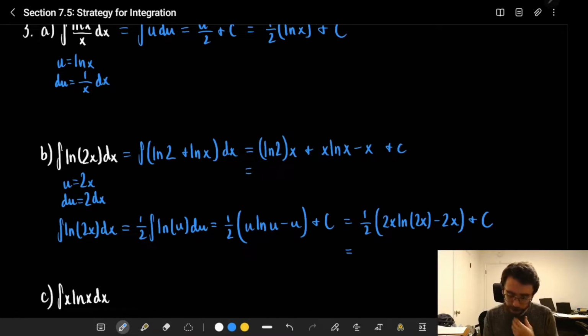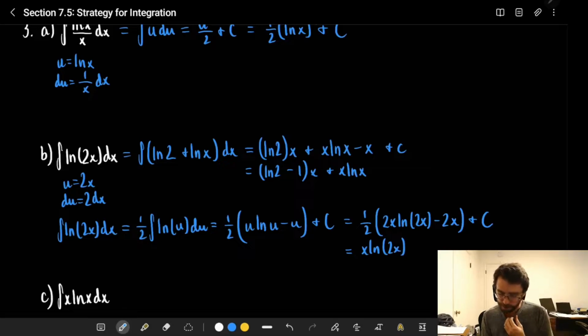I mean, I could simplify our first one, right? These are both x's, so that's the same as natural log of 2 minus 1 times x plus x ln x. This one, when I simplify it, I get x ln 2x, because the 1/2 and the 2 cancel, minus x, because again the 1/2 and the 2 cancel, plus some constant. Let's see if that's right.